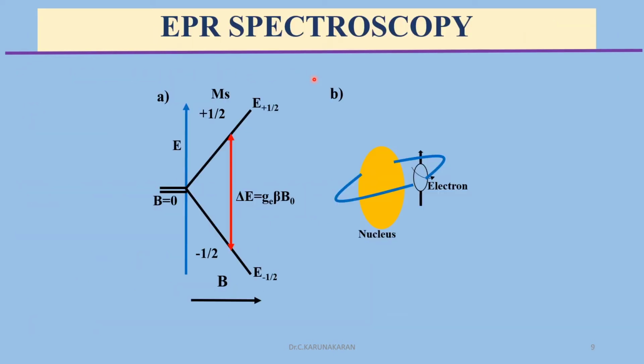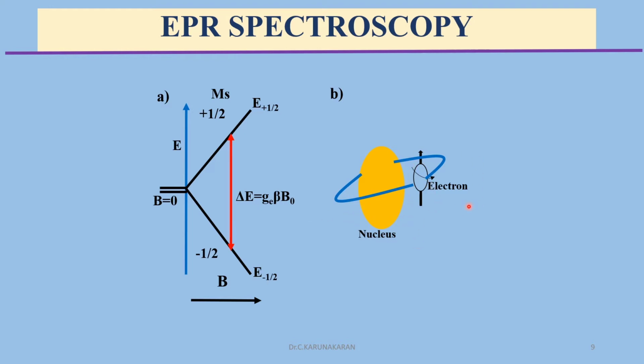We'll quickly see the EPR spectroscopy. In the absence of magnetic field, the two spin states are degenerate. In the presence of external applied field, the two states split. The energy of separation is given by, as we have seen earlier, g e beta B naught, where beta is the Bohr magneton, g is the g value, and B naught is the applied field strength. The resonance condition is h nu equal to g e beta B naught.